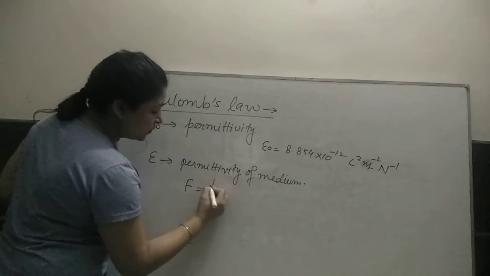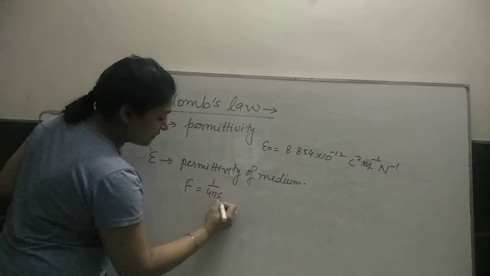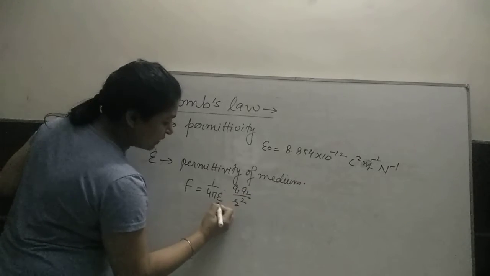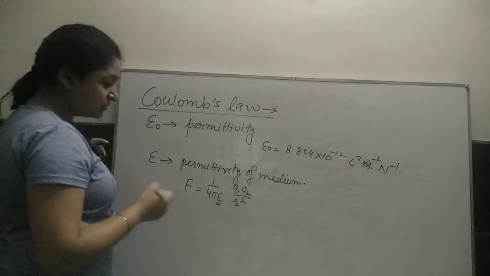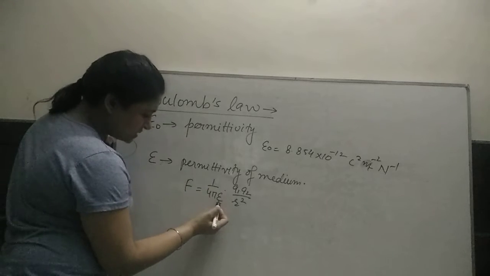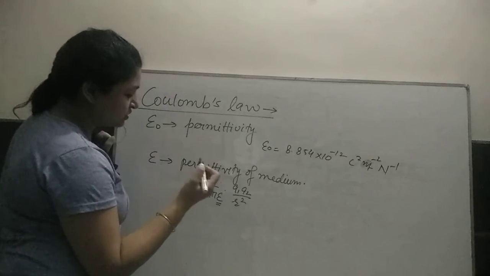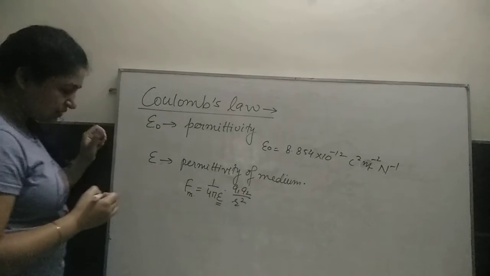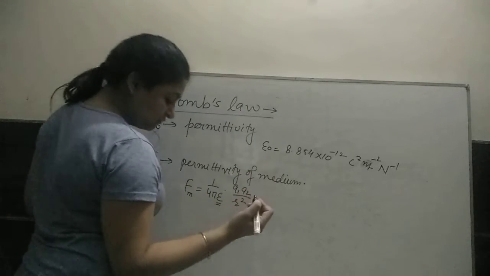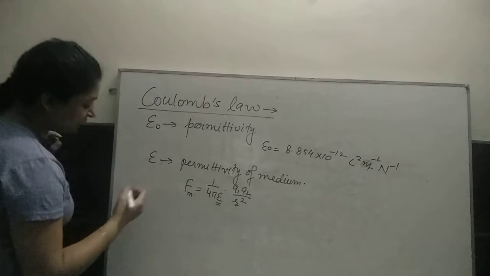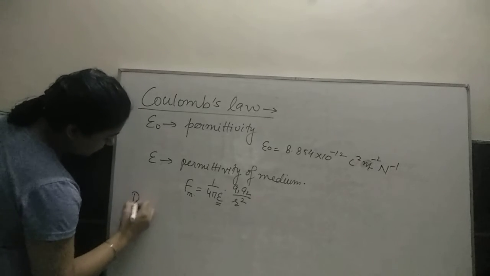So F is equal to 1 by 4 pi epsilon Q1 Q2 over R square. So epsilon here is the permittivity of the medium. Now you see how we can convert this epsilon into epsilon naught. So this is the force when the two charges are placed in the medium. Now let us define one more term here, that is dielectric constant or relative permittivity.